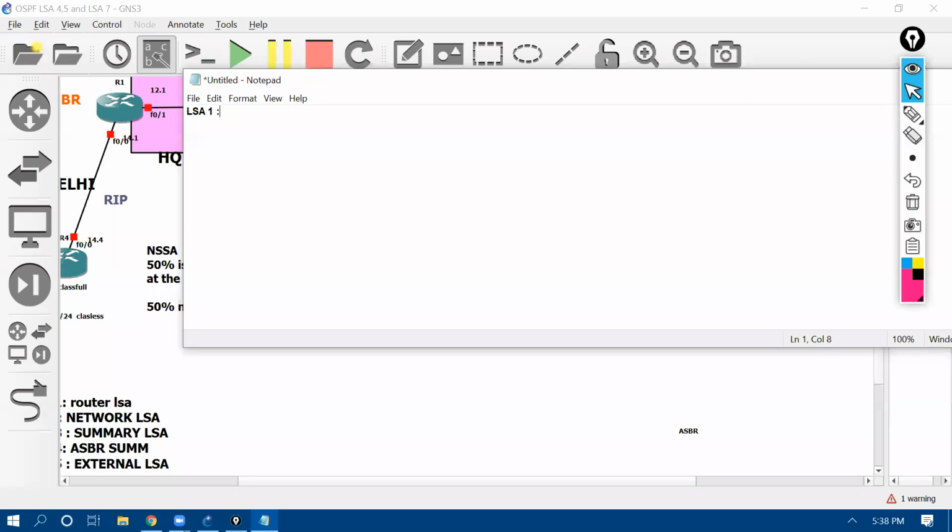So LSA1 is known as a type 1 LSA, right? And it's advertised by the router, right? Each router advertises the router LSA, right? That contains the information about how many links are connected to me, right?